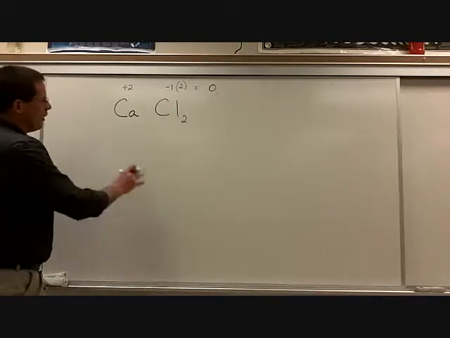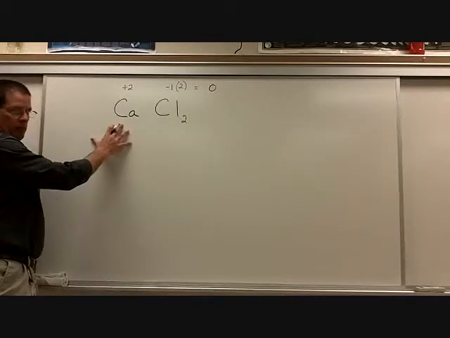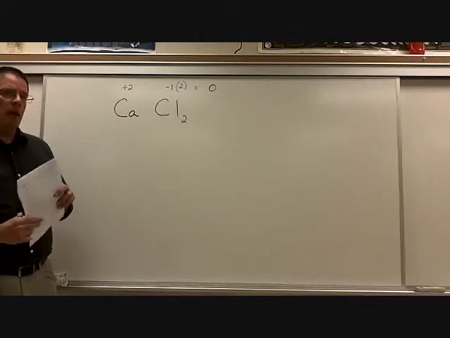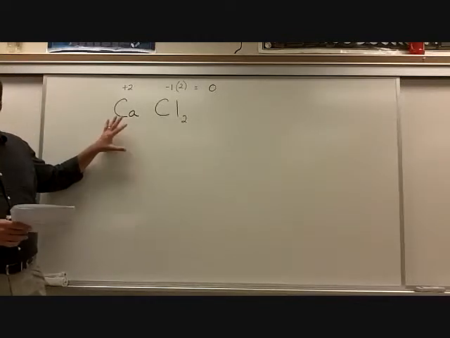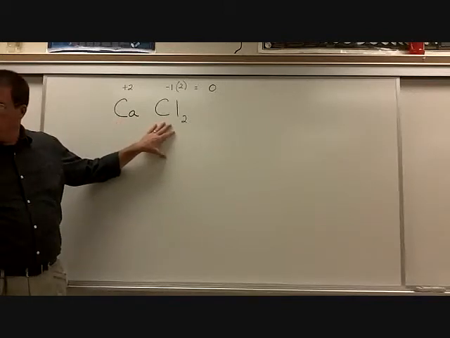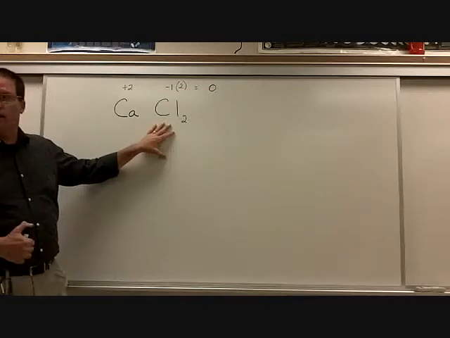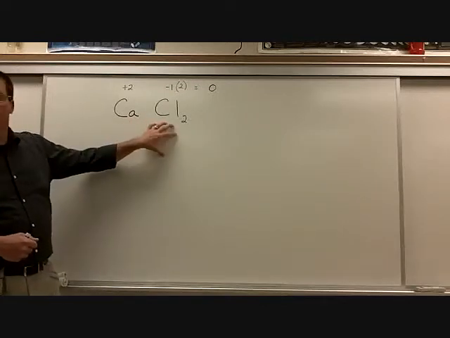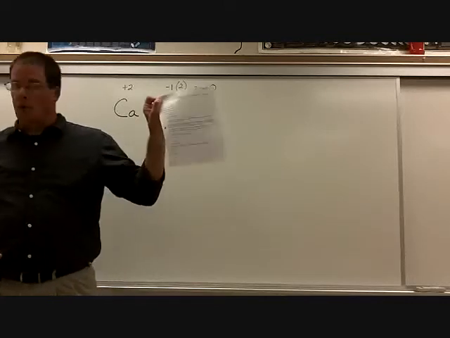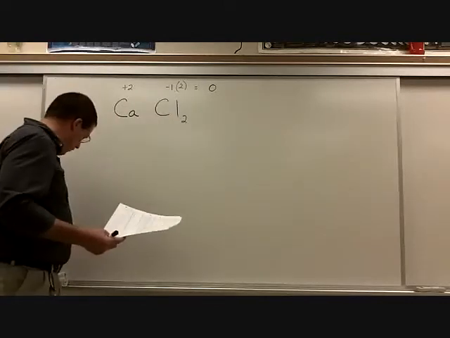Now, what is the name of this compound? Calcium chloride. Very good. So we're leaving the metal name as is. You don't ever change the metal. So it's calcium, and then we have chlorine, but drop the INE and add IDE. So calcium chloride. Isn't that cool? Let's do another one. Turn the page to page 5.